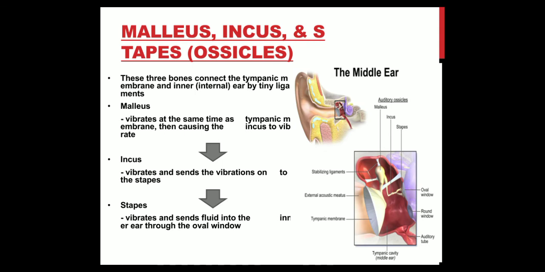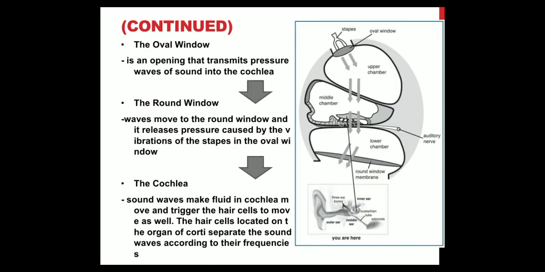Now, malleus, incus and stapes. These three bones connect the tympanic membrane and the internal ear by the tiny ligaments we have discussed. The malleus vibrates at the same time as the tympanic membrane, which then causes the incus to vibrate. The incus vibrates and sends the vibration onto the stapes. The stapes vibrates and sends fluids into the ear through the oval window. The oval window is the opening that transmits pressure waves of sound into the cochlea.